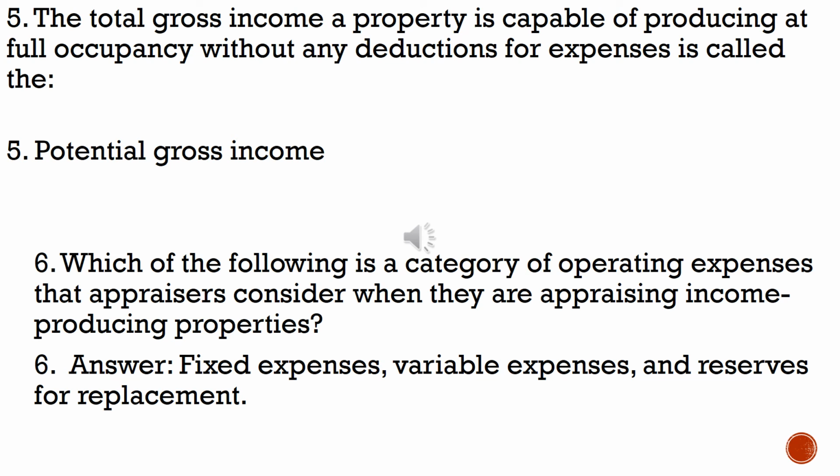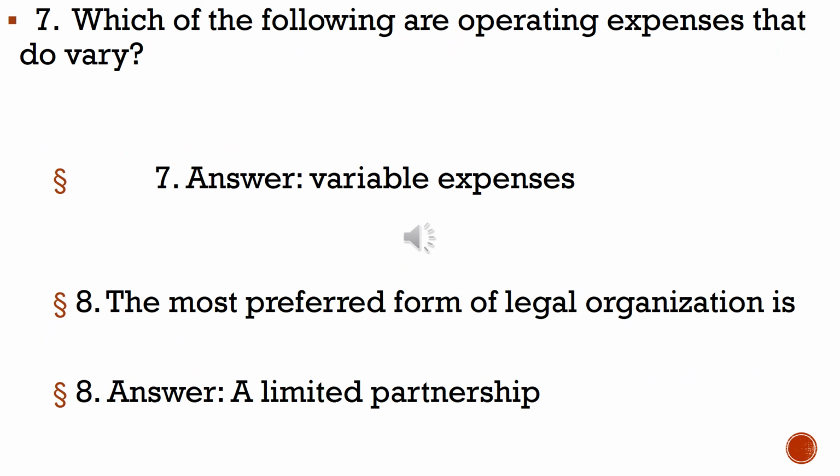Question number 6. Which of the following is a category of operating expenses that appraisers consider when they're appraising income-producing properties? Answer: fixed expenses, variable expenses, and reserves for replacement. Question number 7. Which of the following are operating expenses that do vary? Answer: variable expenses. Question number 8. The most preferred form of legal organization is? Answer: a limited partnership.